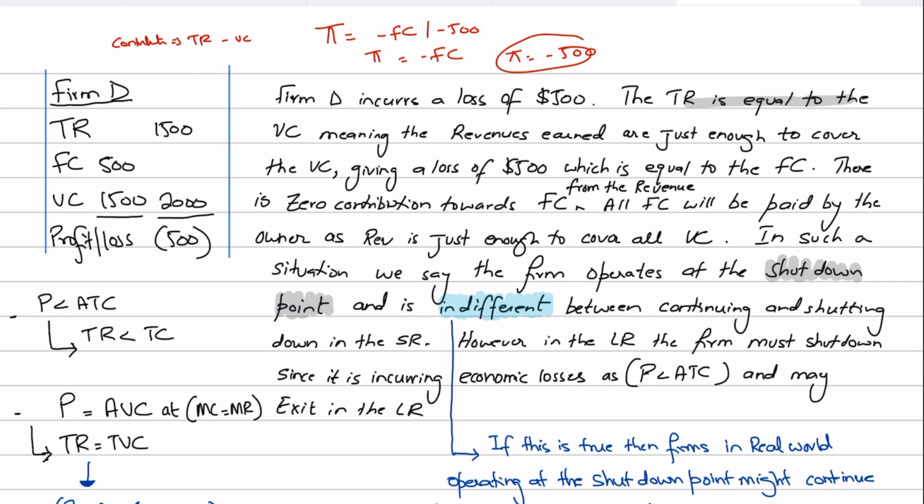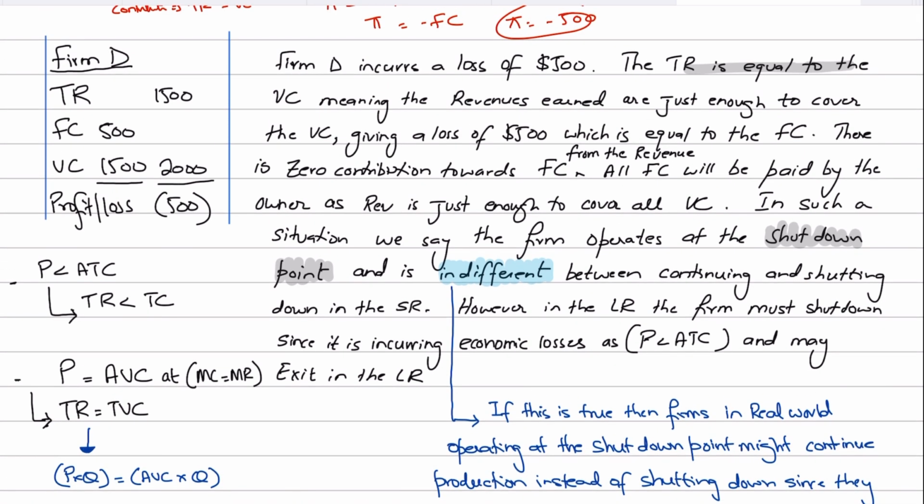Which actually means that all the fixed costs will be paid by the owner himself from his own pocket, and the revenues are not contributing towards the payment of the fixed cost, because the revenue is just enough to cover all the variable cost. So in such a situation, जब भी एक ऐसी situation सामने आएगी, so the firm operates at the shutdown point. This is the shutdown point. Shutdown point अभी बात करते हैं इस पे. So in such a situation, we say that firm is operating at the shutdown point and is indifferent between continuing and shutting down in the short run, right?